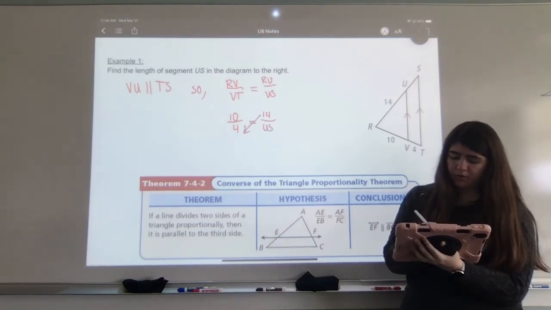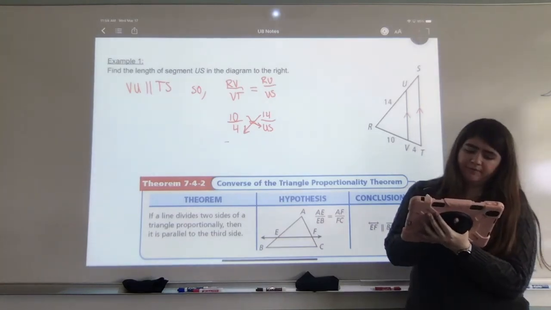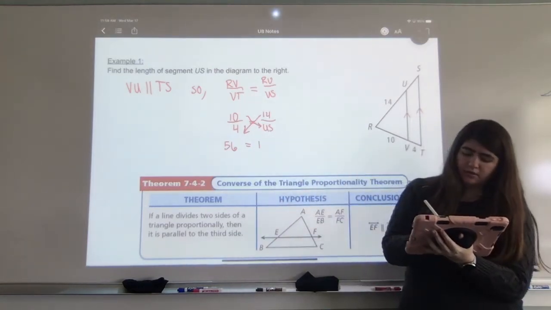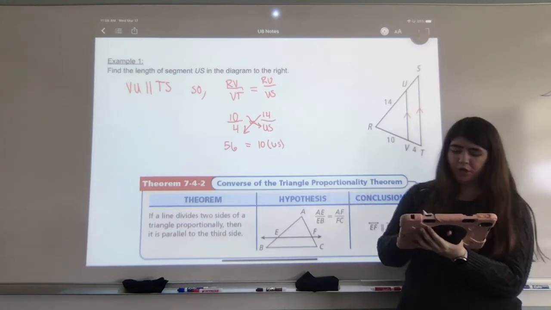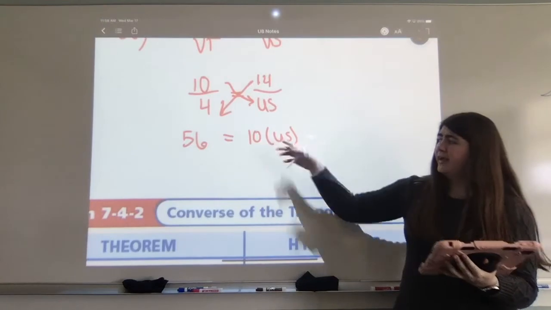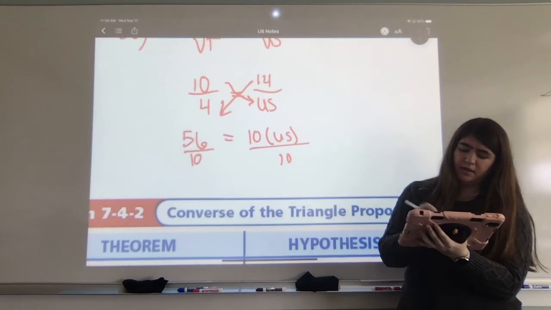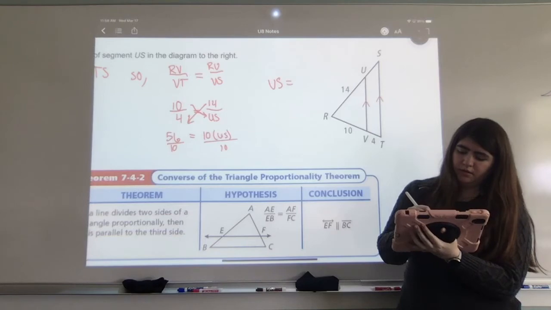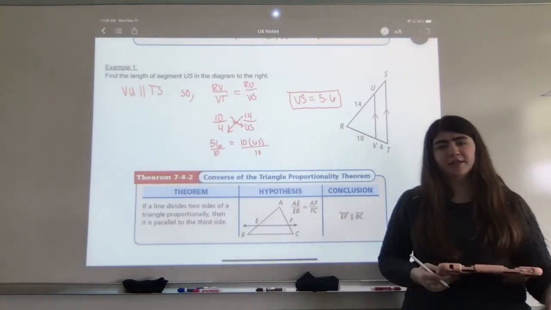I'm going to multiply across. So I have 14 times 4, which is equal to 56. And I have 10 times our unknown side length. So that's 10 times our variable, which you could just use x, and you probably should. I'm going to divide out 10 on both sides, which means that the length of US is equal to 5.6 units. Now I was able to solve for that using the triangle proportionality theorem.